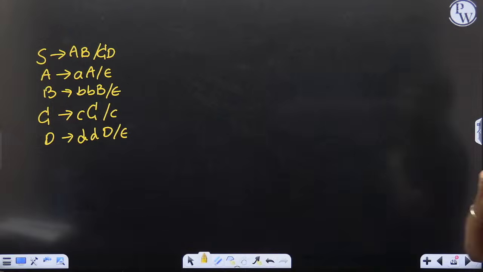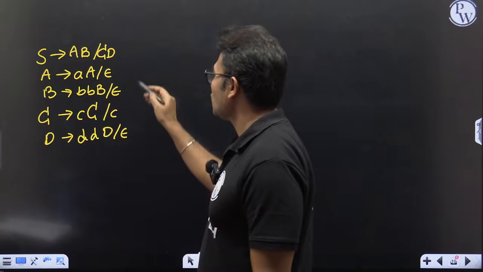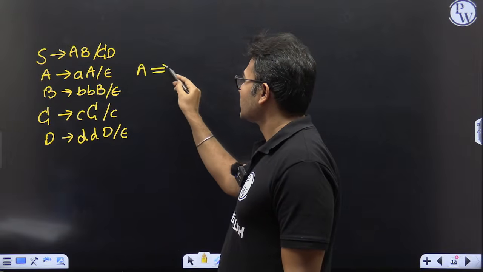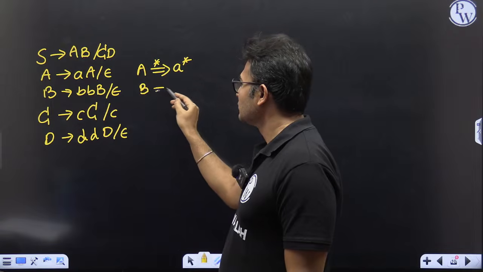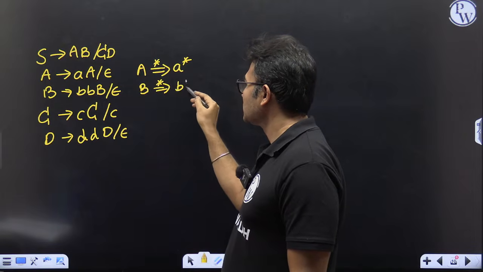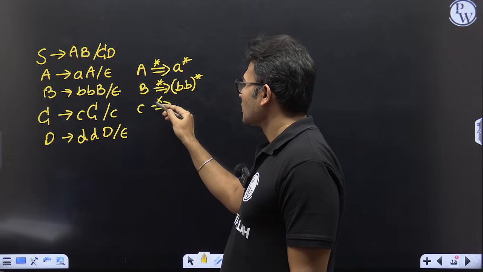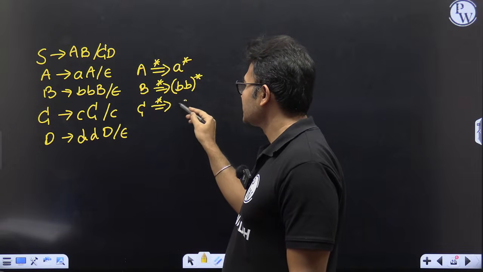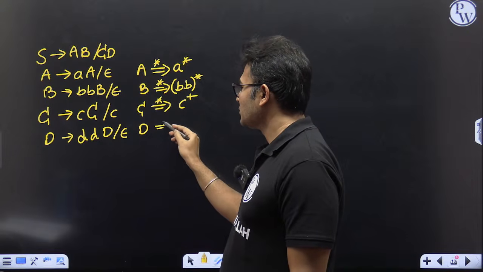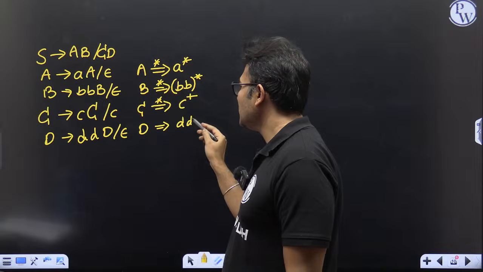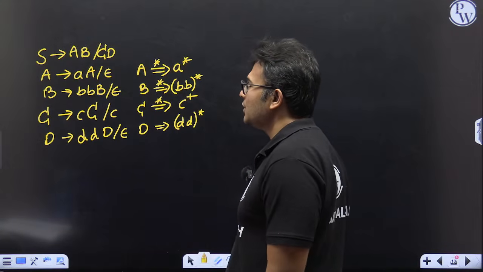Very good, Prince and Prashant. This grammar is unambiguous, right? So what will A derive? A derives A star. What will B derive? B derives BB star. What will C derive? Capital C derives C plus. What will capital D derive? Capital D derives DD star, right?